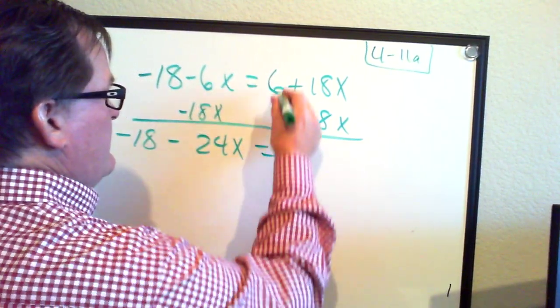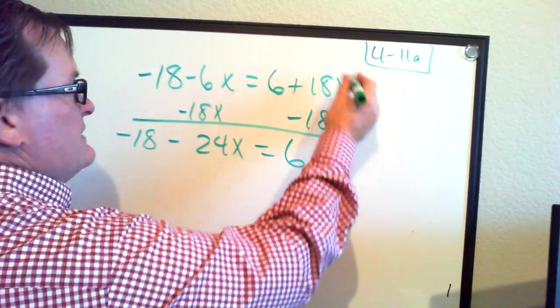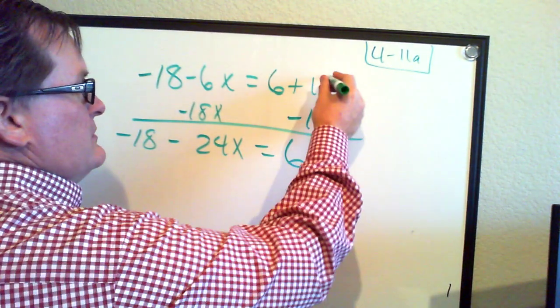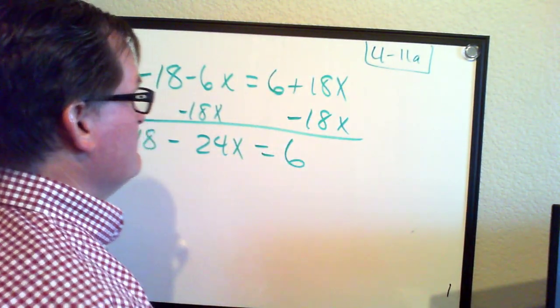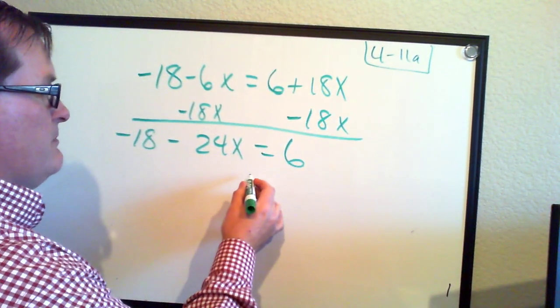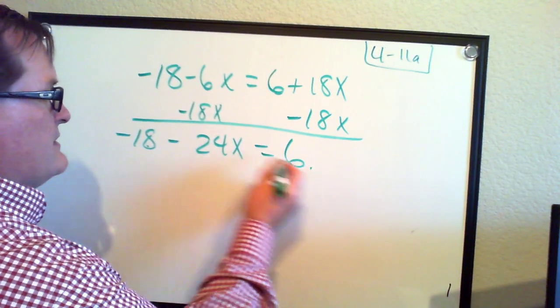Check them with calculators. Equals, we didn't do anything with the 6. This we got rid of because that's what we were trying to do. So now we've got only one x term. Now let's start to deal with the constants.